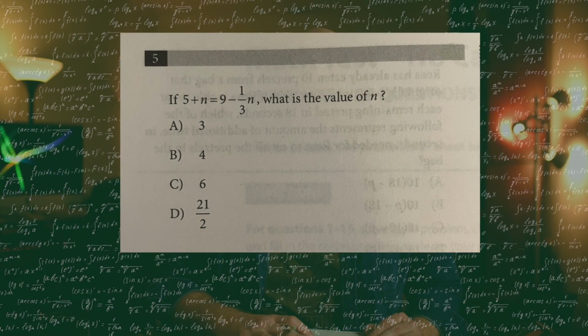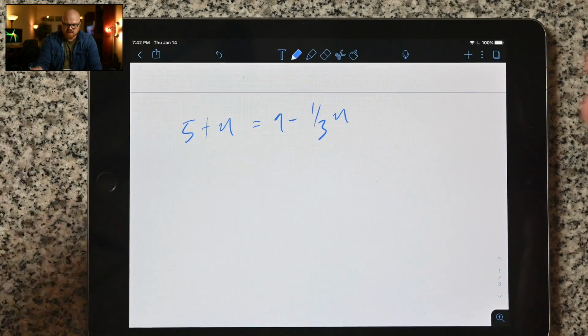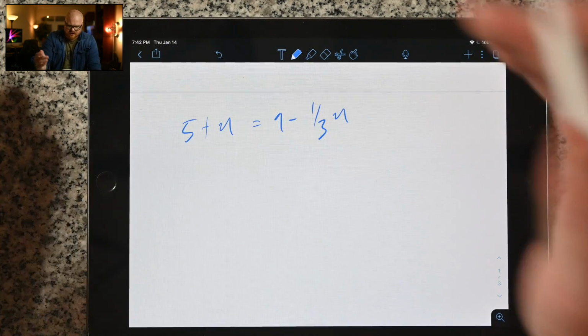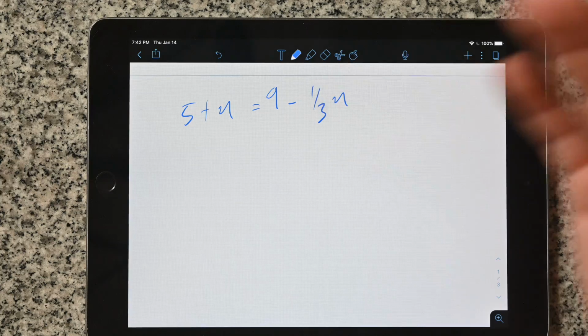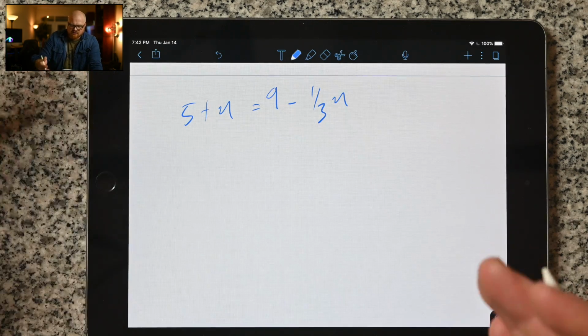All right, number 5 says if 5 plus n equals 9 minus 1/3 n, what is the value of n? Right away, we want to consolidate our n's to one side, left or right. We do not want the variable on either side. And to treat this more like an algebra problem and less like a SAT process of elimination, I want to walk you through how we would solve this in a more algebraic approach. So right away, I want to get my n's to one side.